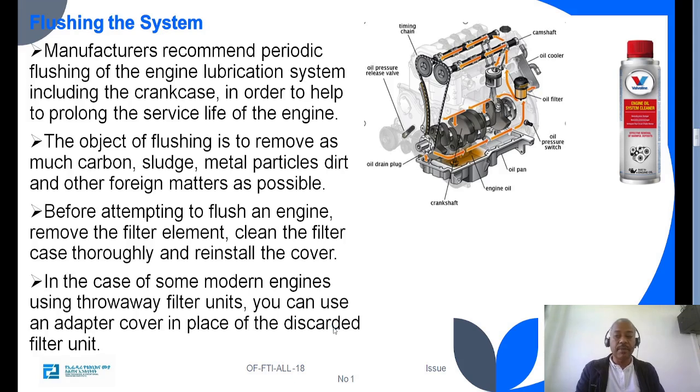Flushing the system. Manufacturers recommend periodic flushing of the engine lubrication system, including the crankcase, in order to help prolong the service life of the engine. The object of flushing is to remove as much carbon, sludge, metal particles, dirt, and other foreign matter as possible.